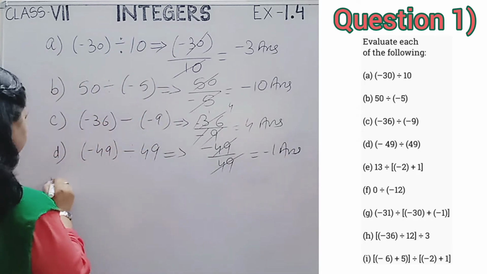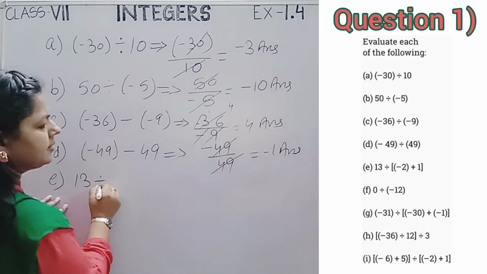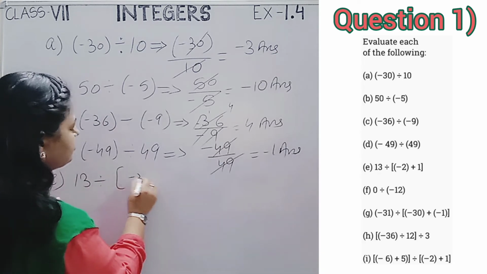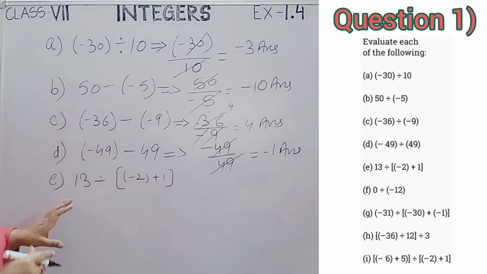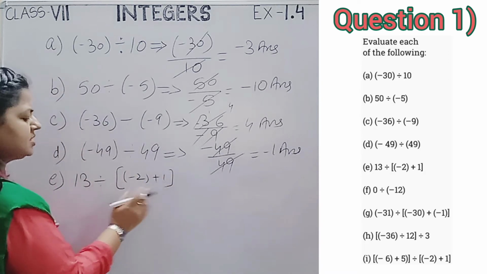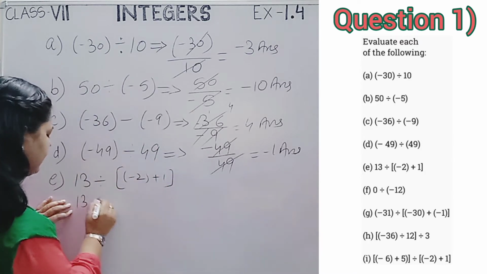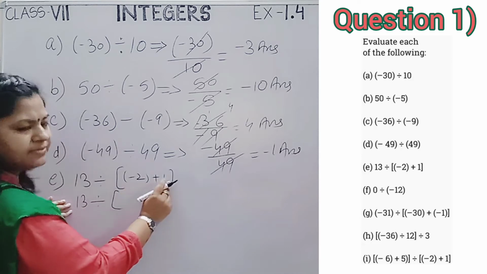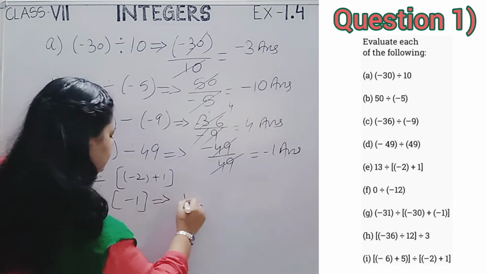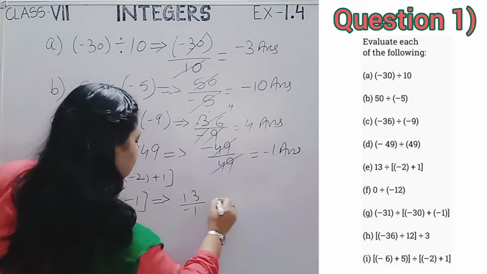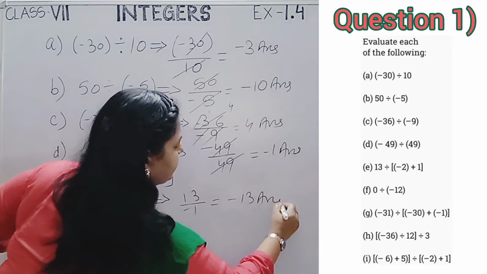E part, 13 divided by minus 2 plus 1. So here the question is, we have minus 2 and plus 1, so first we will solve this bracket. So minus 2 plus 1 is minus 1. So next step is 13 divided by minus 1. We have 13 with minus sign, answer.